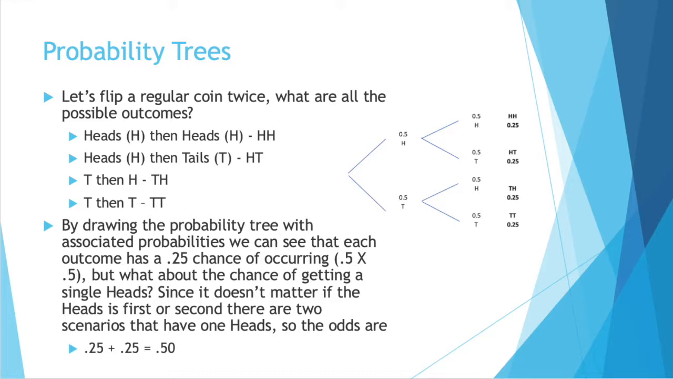And of course, with a regular coin, the probability of heads or tails is 50-50. Each one is as likely as the other, 50% versus 50%. By drawing the probability tree with associated probabilities, we can see that each outcome has a 0.25 chance of occurring, 0.5 times 0.5. And when I say outcome, I mean the end outcome after flipping the coin twice: heads heads, heads tails, tails heads, and tails tails.